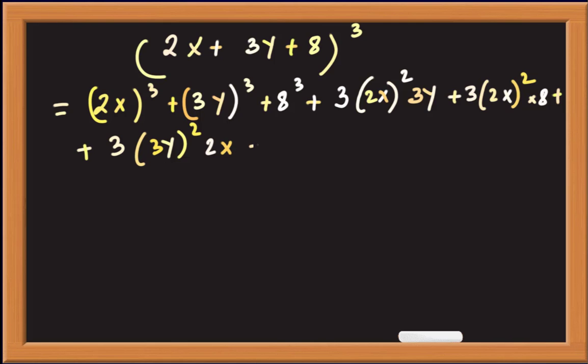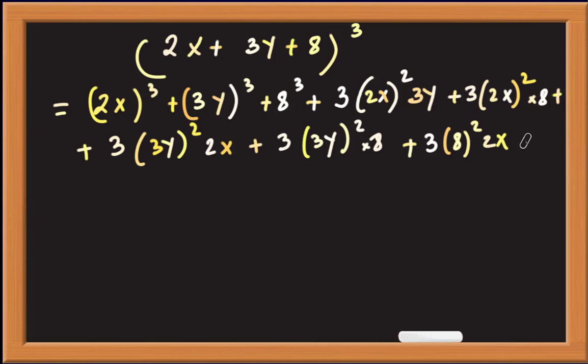Plus 3 times (3y) squared times 8. Now we take the 8, plus 3 times 8 squared times 2x plus 3 times 8 squared times 3y plus 6 times 2x times 3y times 8.